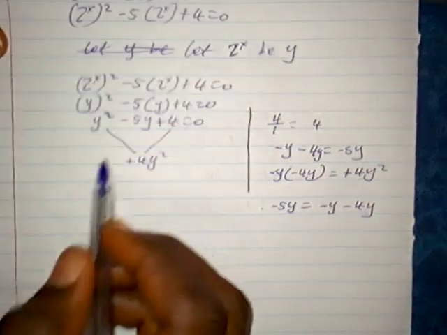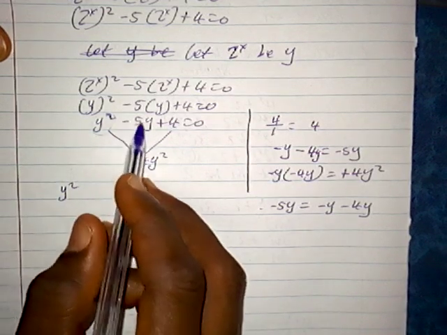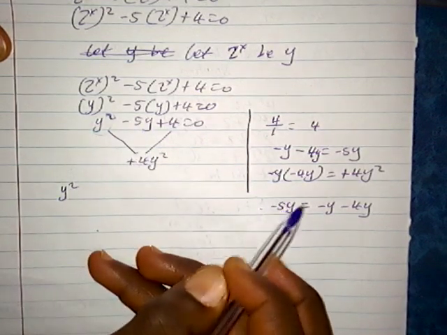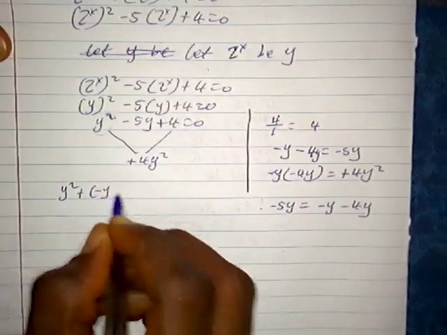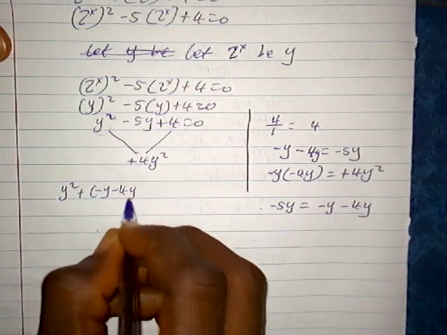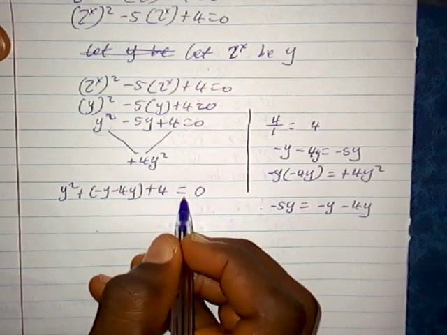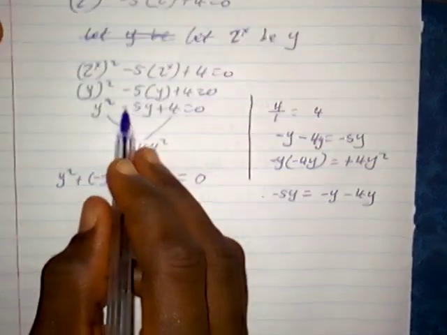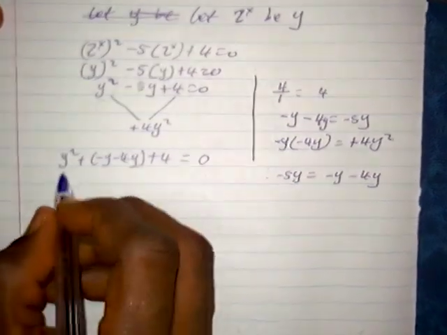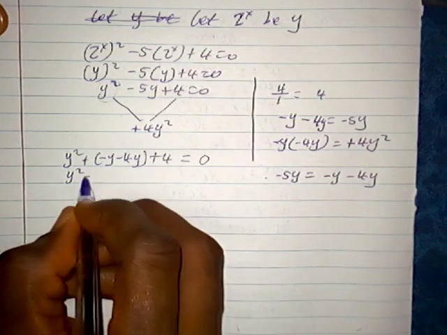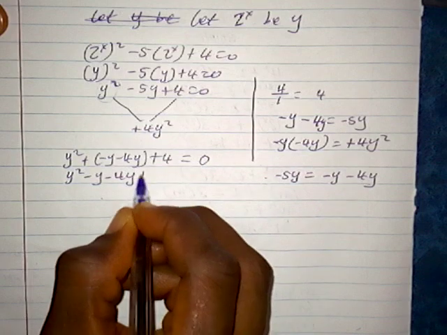You see? What is the first term? This is y squared. So y squared. What is here? Minus 5y. So we are not going to put minus 5y again, but we are going to put this. So we are going to put a bracket, minus y minus 4y, plus 4 equals 0. Do you see it? The minus 5y has disappeared. Now we have minus y minus 4y. Good. We proceed. y squared, plus times minus is minus y, minus 4y, plus 4 equals 0.